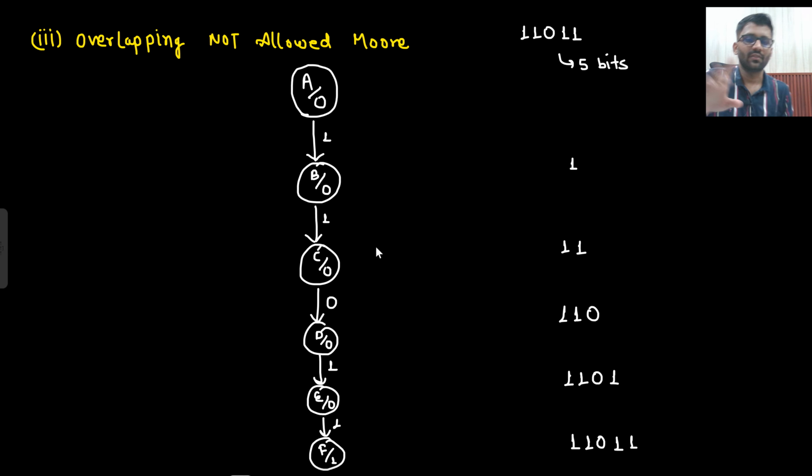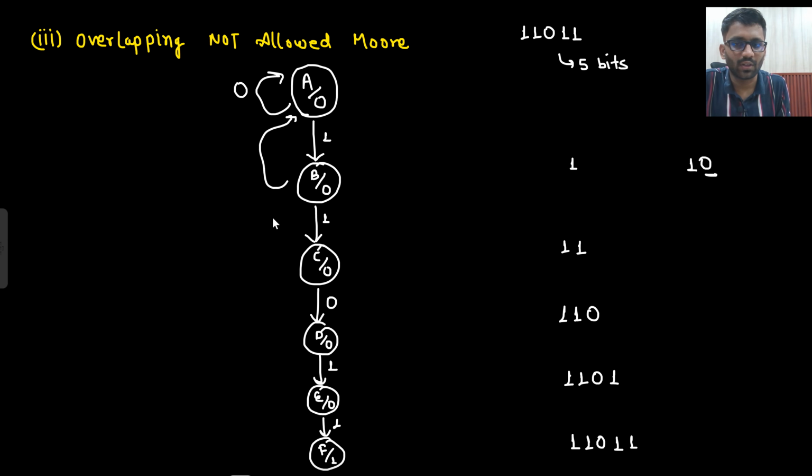Now let's start with A again. If 0 is applied, I will come back to A only. If I am at B, then certainly 1 has already been there. If 0 is applied, I will look for the best case. No best case is there, so I will have to go to A only. What about C? If I am at C, that means 1 1 has already been applied. If 0 is applied, I am going to the next state. If 1 is applied, I will look for the best case, which is C itself. So I will come back to C only.